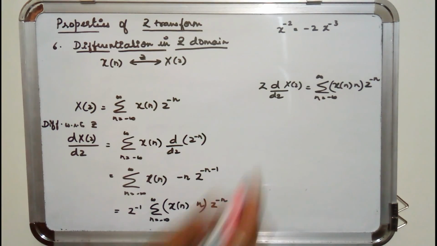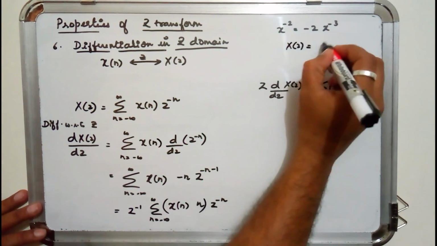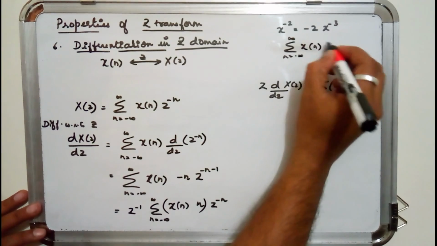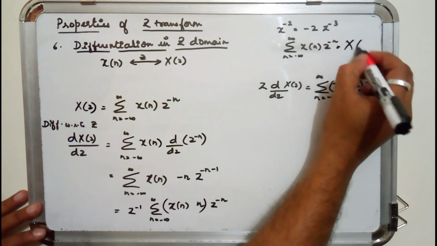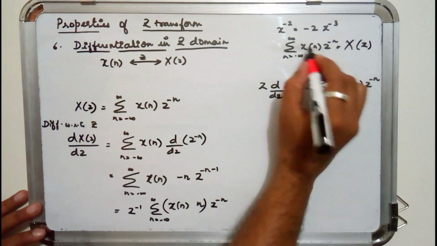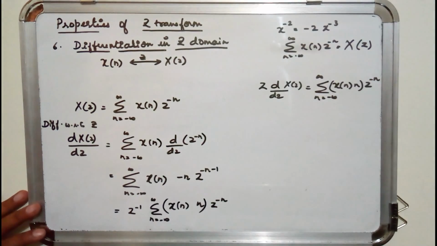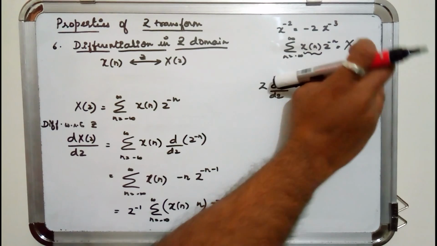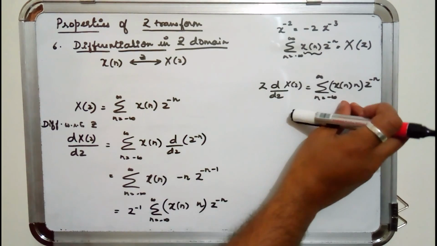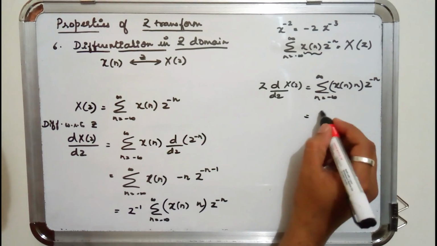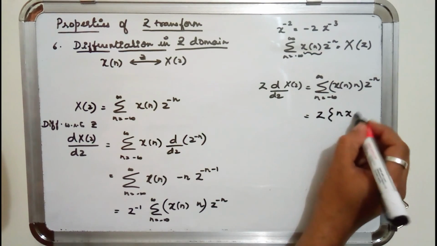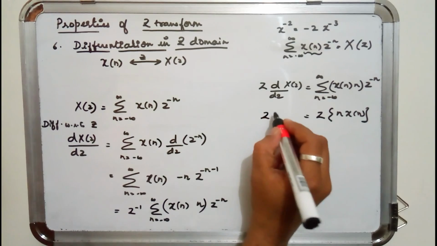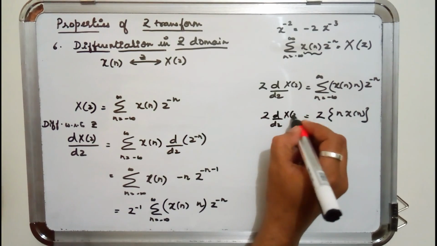Now if you have the summation n is equal to minus infinity to infinity x of n into z power minus n, we'll be writing it as x of z. That means this discrete time signal becomes x. That means whatever function you have here, its z transform will be represented here. Here we have this summation represents z transform of n into x of n, because the function is here. So z transform of n into x of n is z into d by dz of x of z.